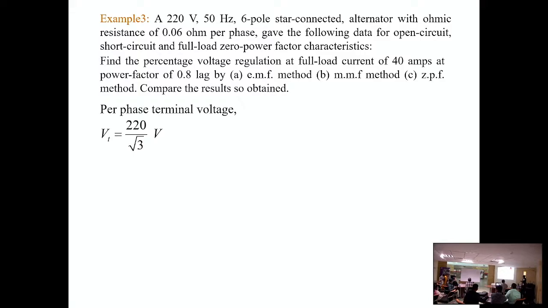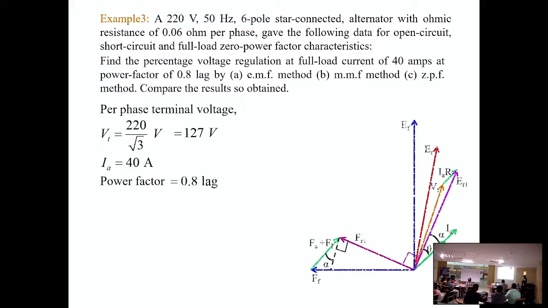So again, the per phase terminal voltage and armature current are given, and the power factor is given. So this is the phasor diagram which we need to calculate the voltage regulation by the MMF method. Here we have to take Ia as the reference phasor. This one is important. If you take Vt as the reference phasor, you will get this angle.